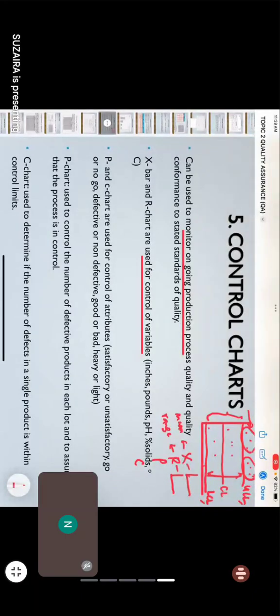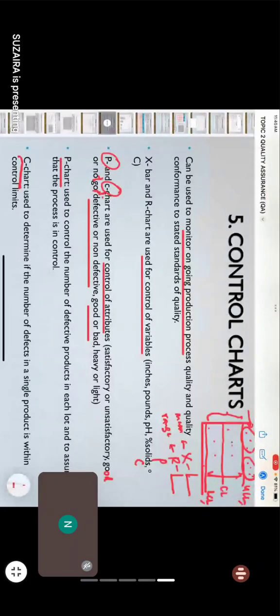Whenever you talk about the P chart and the C chart, it is more about controlling attributes, whether satisfactory or unsatisfactory. Attributes are about whether we accept or reject: a good product or not good, defective or non-defective, good or bad, heavy or light. So basically, the comparison between the P chart and the C chart.